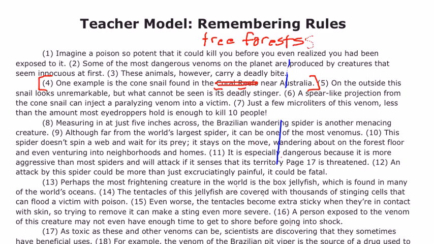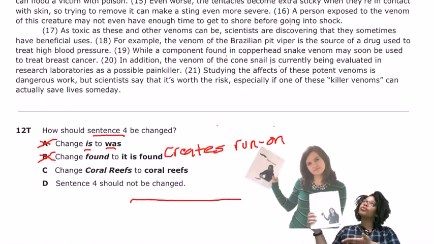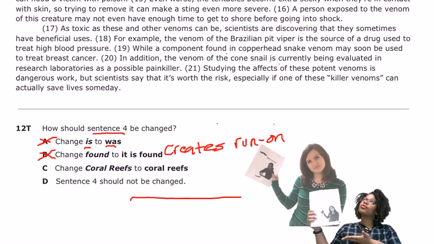I'm familiar with trees, I'm familiar with forests, and I know that neither one of those is a proper noun or a proper adjective. So that tells me that coral reefs should not be capitalized, and so I'm going to choose C, change coral reefs to coral reefs lowercase, and I'm going to eliminate D, and I'm going to be about 99% sure that this is the correct answer.